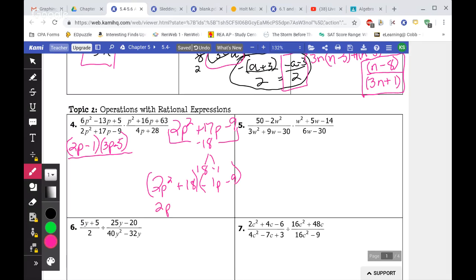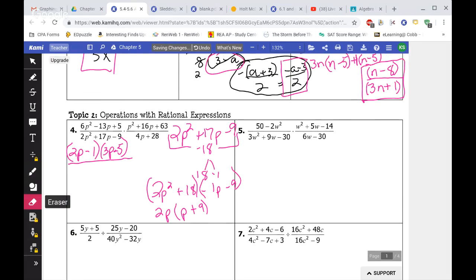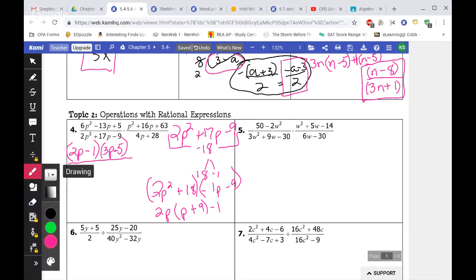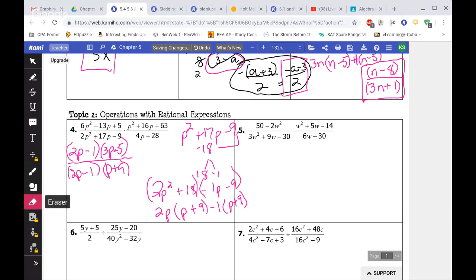I can factor a 2p out. Factor out that negative here. Didn't leave myself much space to do that. Changes the sign of everything in there. So I have a 2p minus 1 and a p plus 9 for the numerator. So that's my factoring for that one.